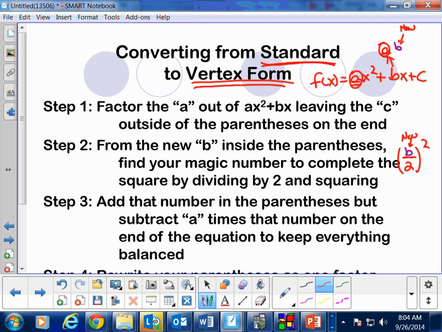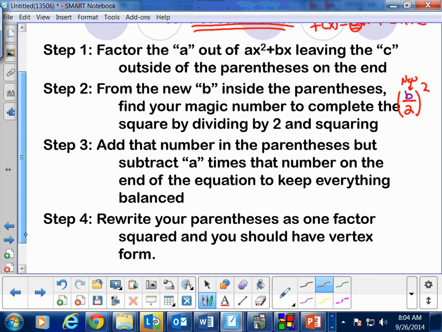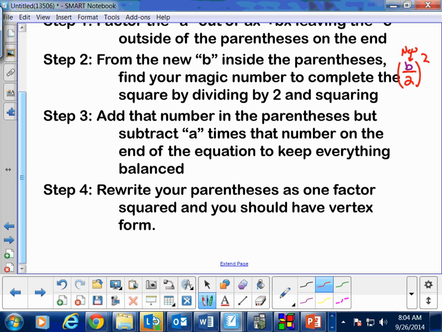Factoring out the a, dividing by 2, squaring. And then we add that number inside the parentheses, but subtract the a times that number to keep everything balanced. And this is better explained on an actual problem. And we rewrite the parentheses as one factor squared and should have the vertex form. So let me show you what I'm talking about, which means I'm also going to take the other things that we were working with.